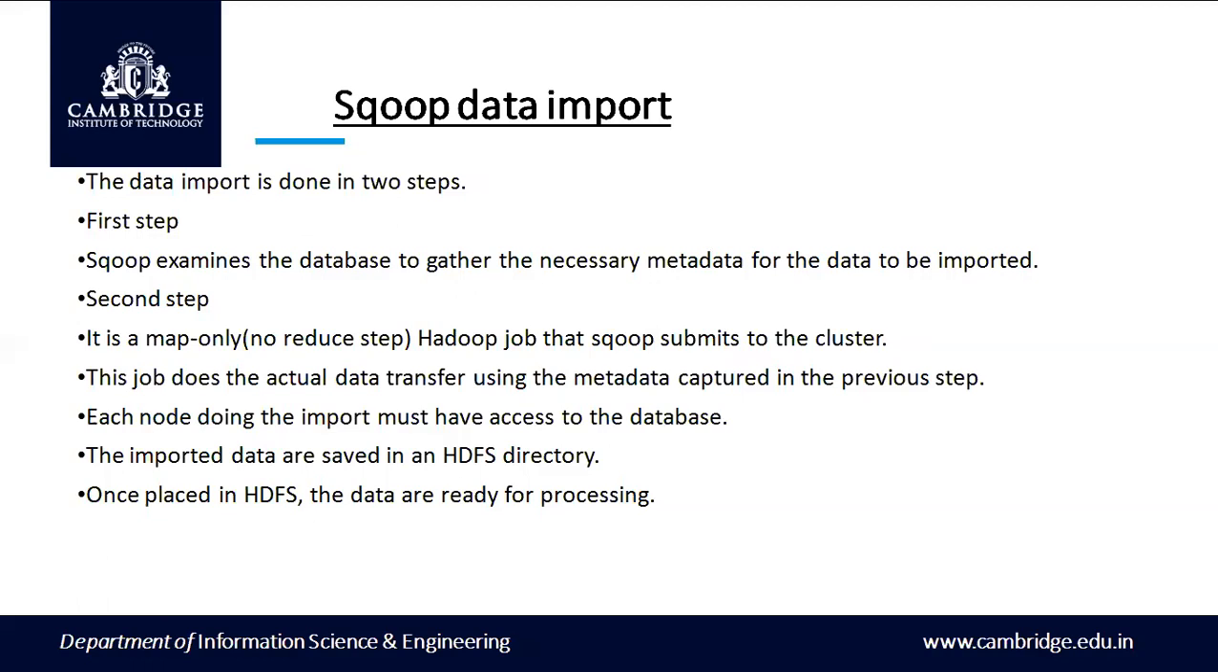Sqoop data import is done in two steps. First step, Sqoop examines the database to gather the necessary metadata for the data to be imported. Second step is a map-only, no reduce step, Hadoop job that Sqoop submits to the cluster. This job does the actual data transfer using the metadata captured in the previous step. Each node doing the import must have access to the database. Imported data are saved in a Hadoop distributed file system directory. Once it is placed in HDFS, the data are ready for processing.